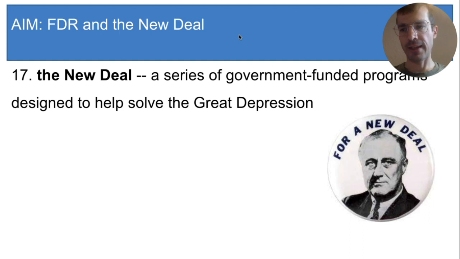FDR immediately set about using government money to create several different programs to help Americans and fix the economy. And we call these programs the New Deal. The New Deal is not one single law or program. It's a whole bunch of them. In class, you'll look more closely at some of the different laws and programs that were included in the New Deal.